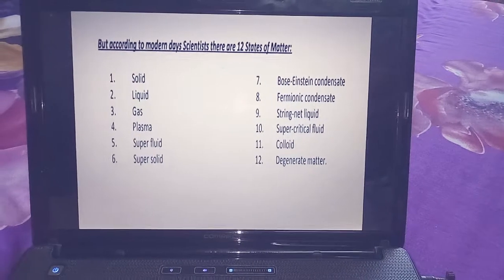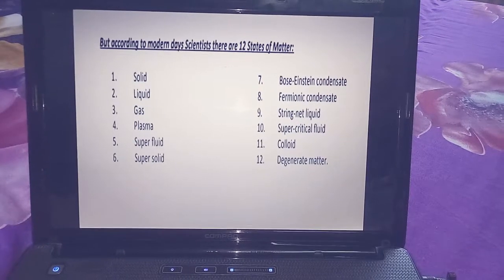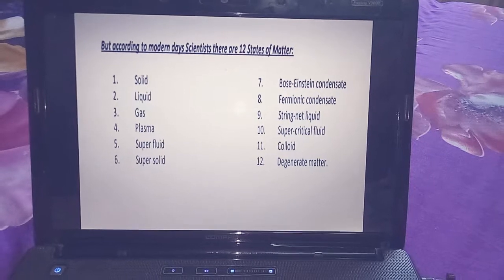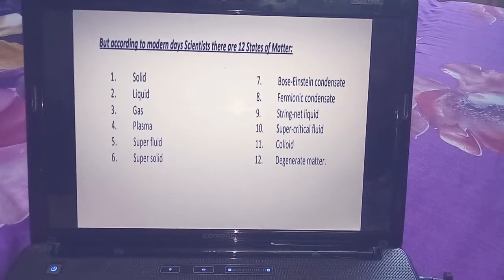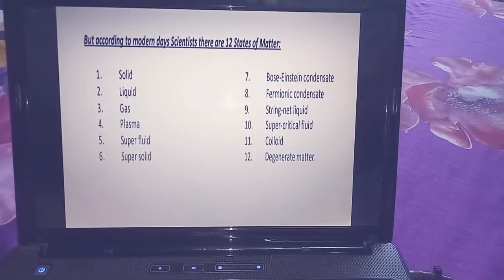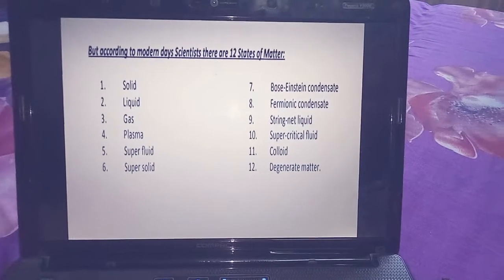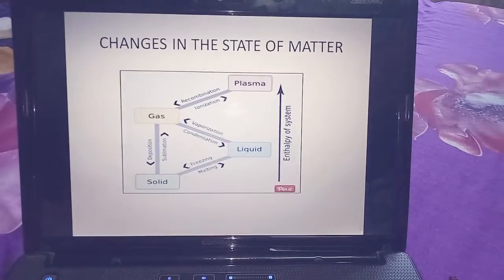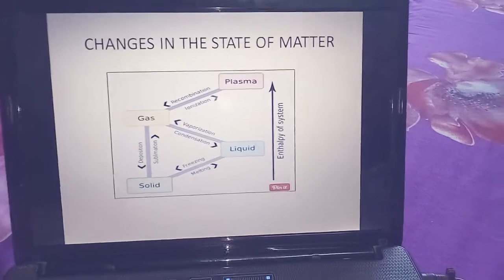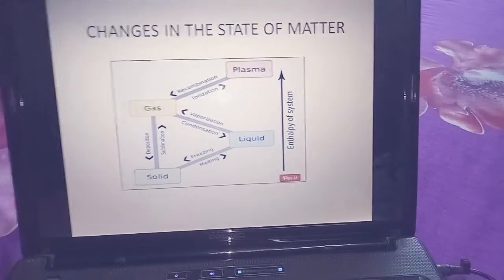According to modern day scientists, there are 12 states of matter: solid, liquid, gas, plasma, superfluid, supersolid, Bose-Einstein condensate, Fermi ionic condensate, string-net liquid, supercritical fluid, colloid, degenerate matter. Now students, we will discuss the change in the states of matter. Means how one state of matter is converted into the other state of matter.